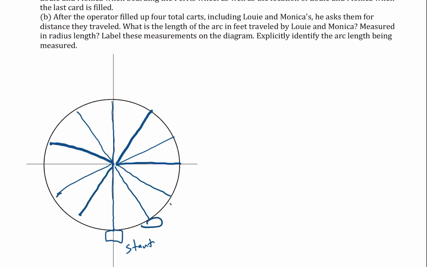I'm just going to draw a circle to be faster. All these are carts. And let's make sure to count them. Oh, I missed one here. So we have 1, 2, 3, 4, 5, 6, 7, 8, 9, 10, 11, 12.